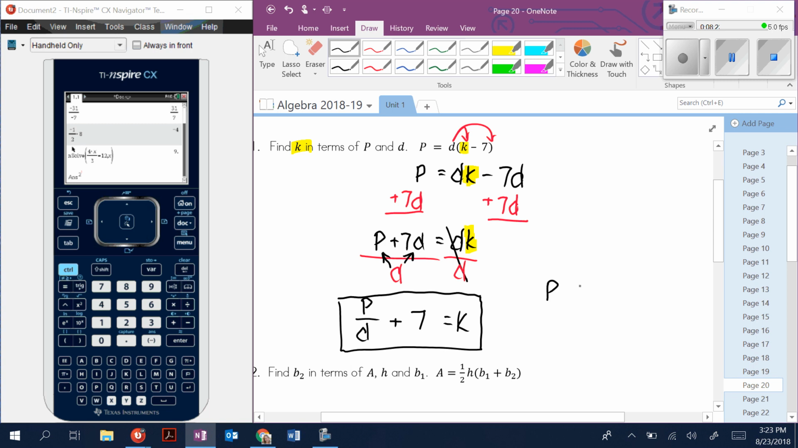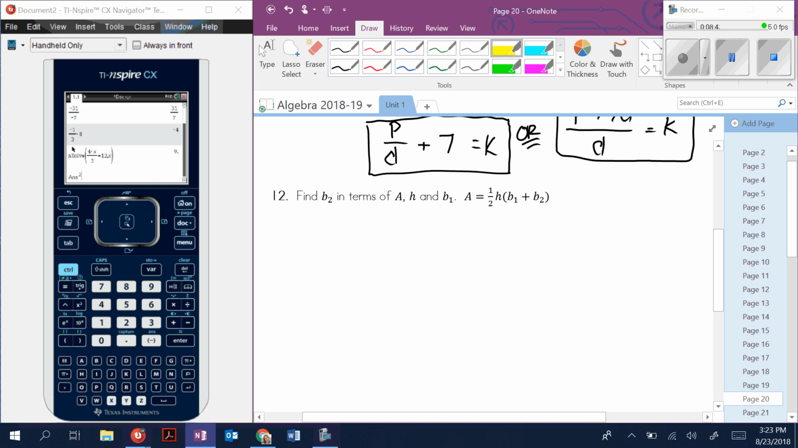Another way, you could just leave it exactly how it is, p plus 7d, all divided by d, is equal to k. So not doing any of the individual dividing like I did over there. It's this or that, they are the same. Potato, potato, tomato, tomato.